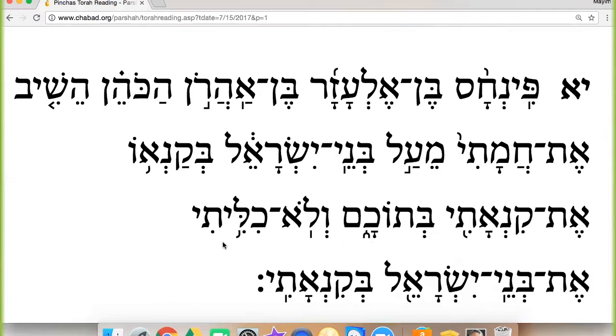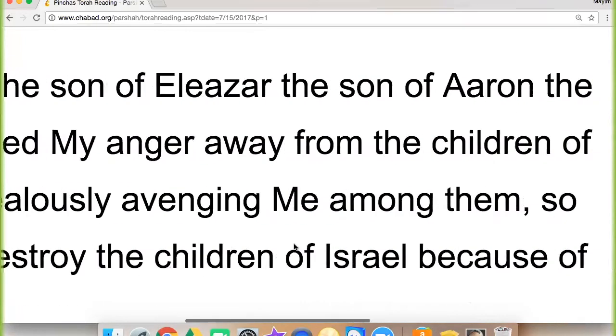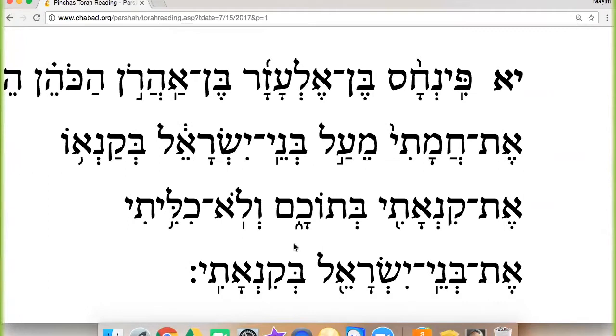Velo chiliti. Chiliti, not chliti. Don't slur it together. Okay, velo chiliti. And, oh shoot, what does that mean? Et Bnei Yisrael bekin'ati. Oh, and I did not finish off. Can you see if they translate it as finish or to consume? I bet they say consume. Destroy. I bet Christian translations usually say consume here.